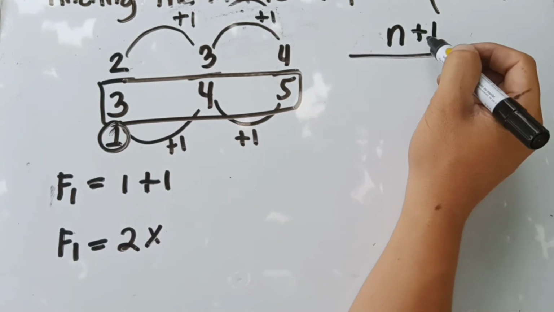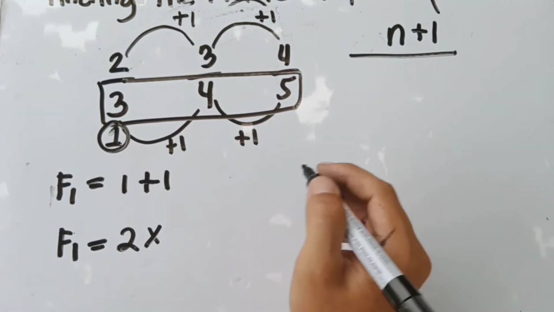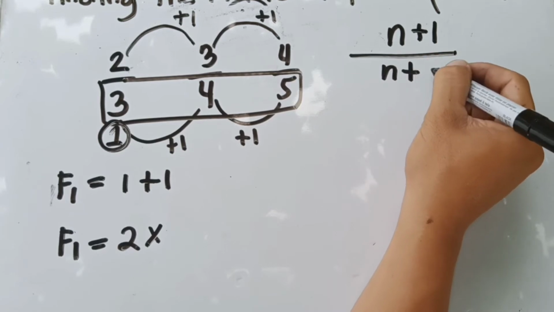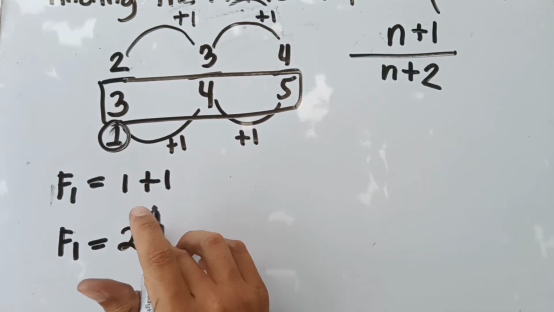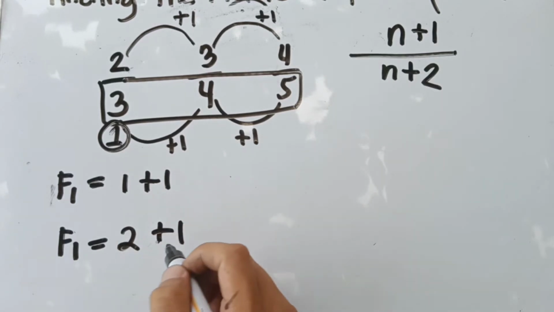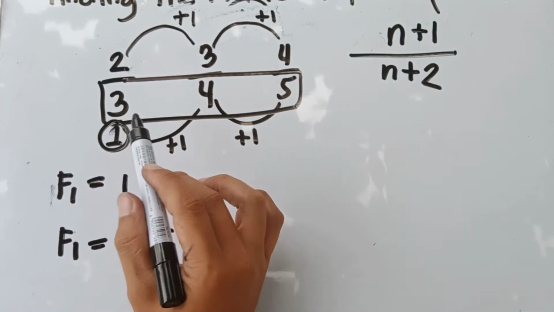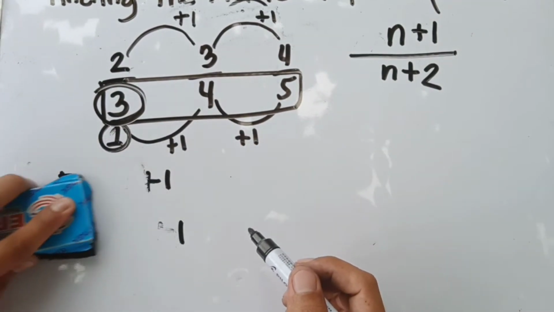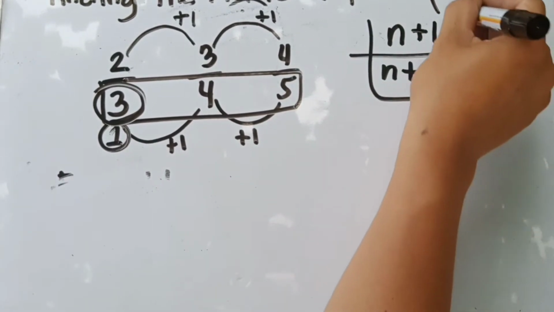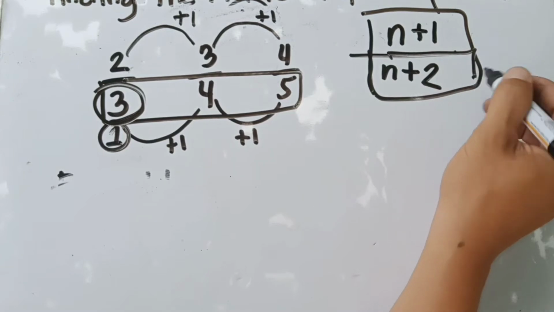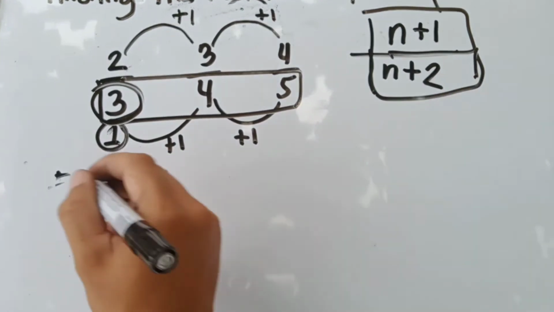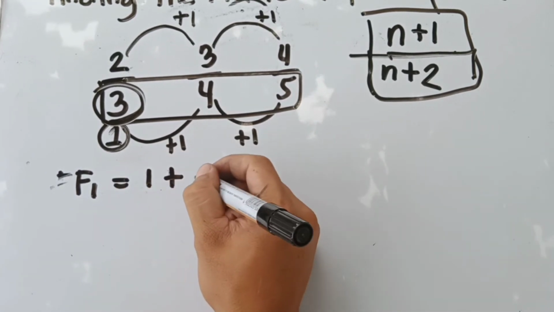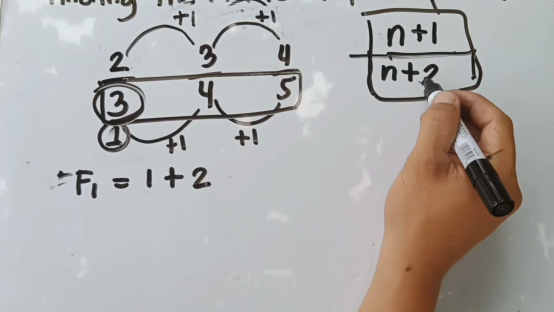So now, what should we do? So we have to increase the value here. So we will add 1, or it becomes 2. So we have n plus 2, because we are going to add 1 for the denominator so that we can get the value of 3. Now, we are going to check if this rule of the denominator will work. So we have f sub 1 is equal to 1 plus 2.